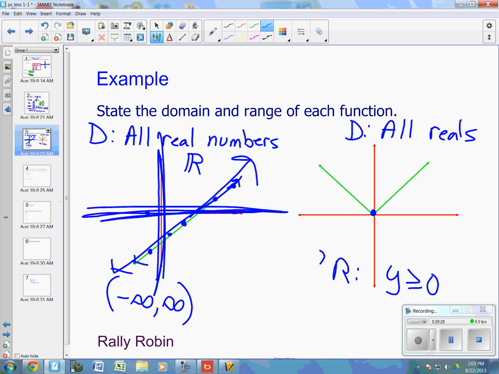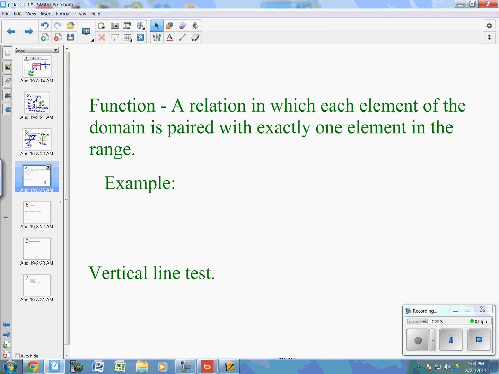Okay? Good job. Okay, so we're going to talk more about domain actually next class. But right here, we're going to talk about a function now. We've talked about functions already, but we're going to see how they're different from a relation. Okay, it is a relation in which each element of the domain is paired with exactly one element in the range. I'll give you some examples of this in a second. Go ahead and write it down.